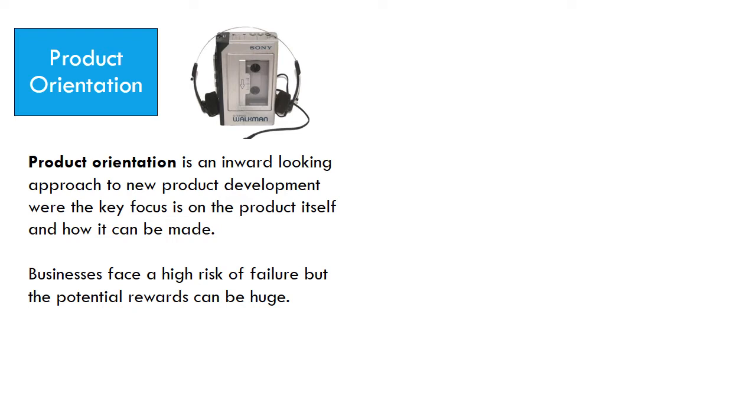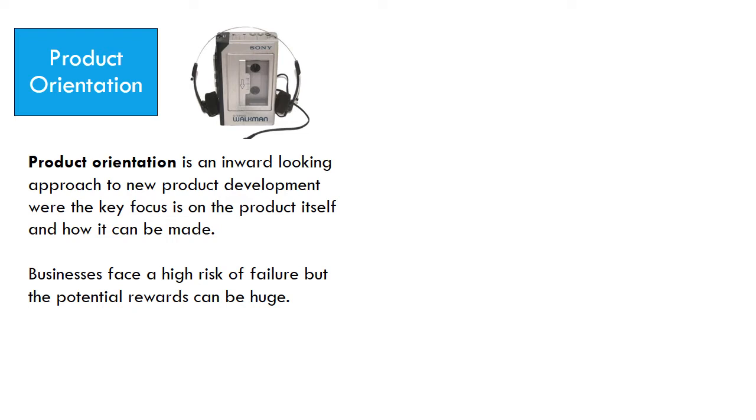So a product orientation. A product-orientated business is one which is inward-looking. It takes an inward-looking approach to new product development, where the key focus is on the product itself and how it can be made. Product development is heavily informed by scientific research and technical development by the research and development department of a business. The business will concentrate on producing high-quality products and then later look to create a market for them.